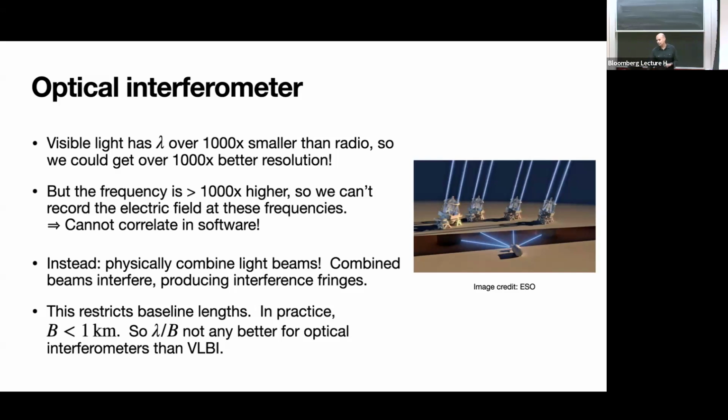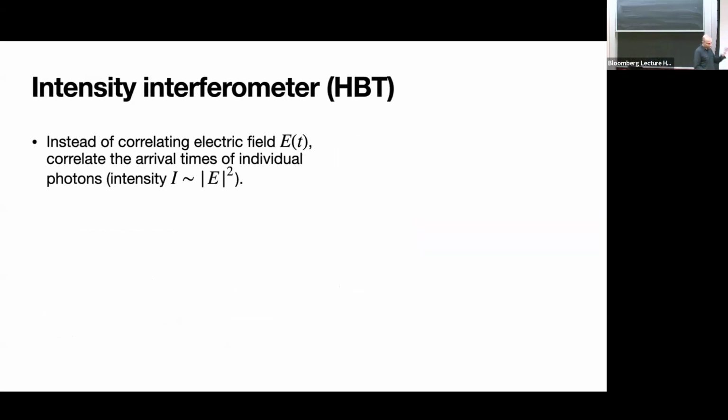Okay, good. So all of that is familiar, regular amplitude interferometry. Now, it turns out that there's another kind of interferometry, developed back in the 1950s by Hanbury Brown and Twiss, and it's called intensity interferometry. This works on a somewhat different principle. Instead of correlating the electric fields received at two different telescopes, we correlate the arrival times of single individual photons as they're coming into the two different telescopes.